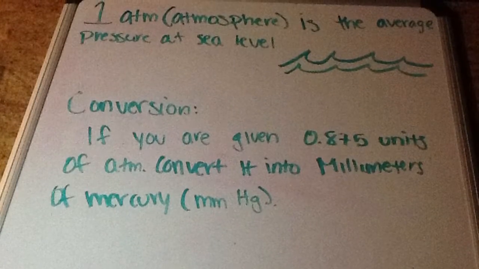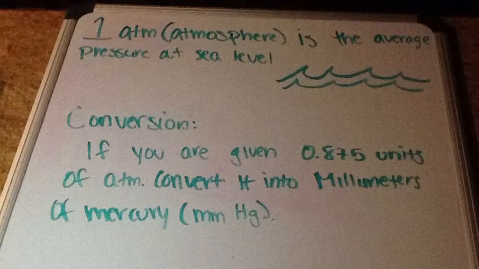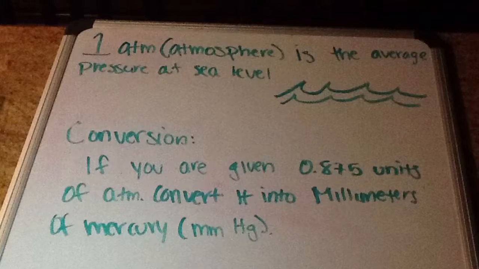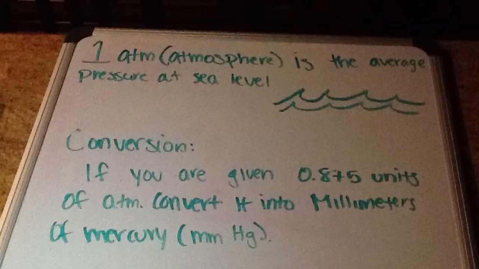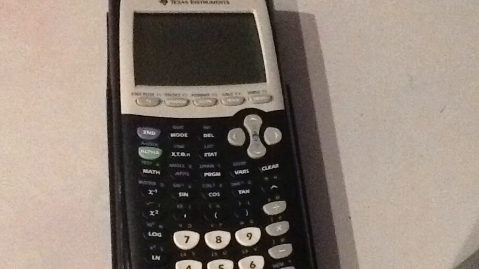1 atm, or atmosphere, is the average pressure at sea level. Here's a conversion. If you're given 0.875 units of atm, convert this into millimeters of mercury, mmHg. Now to put this into a formula so we can calculate the answer.